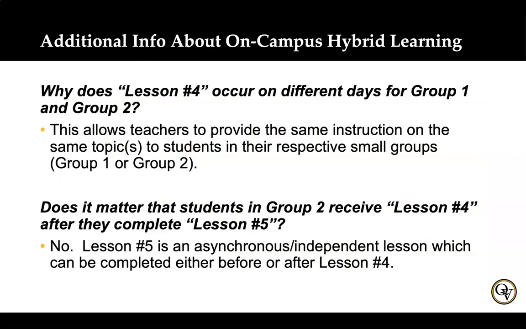You may be wondering why Lesson 4 occurs on different days for Groups 1 and 2. In the hybrid model, teachers will provide the same instruction to each small group while they are on campus, either Thursday or Friday. Lesson 5 is designed to be a completely asynchronous lesson that provides students with opportunities to independently apply their learning. Students can complete Lessons 4 or 5 in any order.